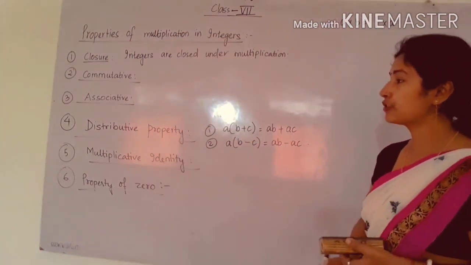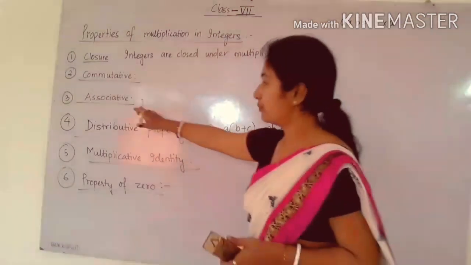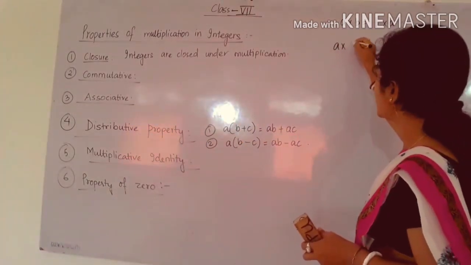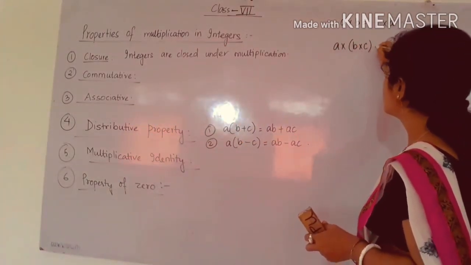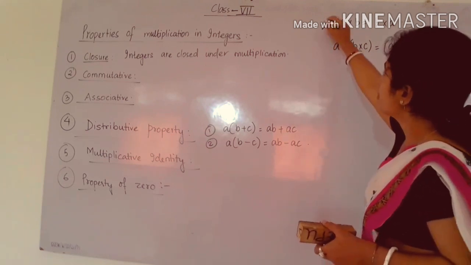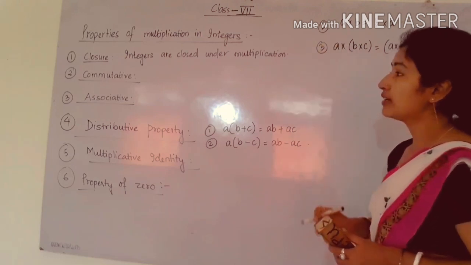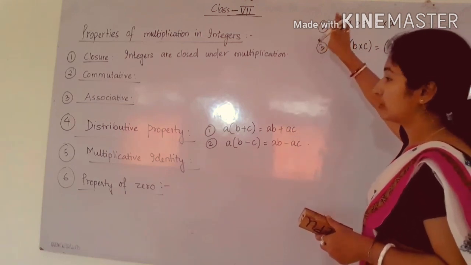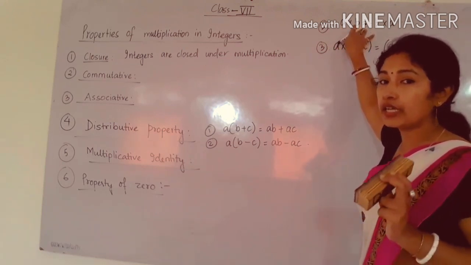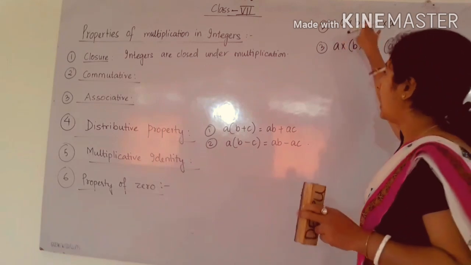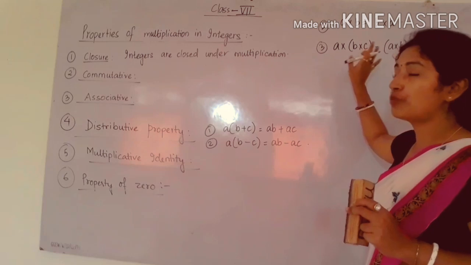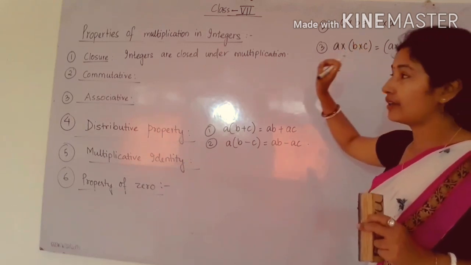The next property is associative property. In associative property you have to check (A into B) into C is equal to A into (B into C). These two properties I am giving you as home task. Please do it. In number 2 you have to take two integers, any two different integers, and in number 3 you have to take three integers. Try to do it. You will see the two properties will be satisfied.